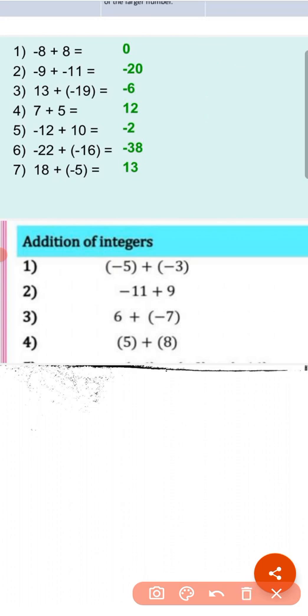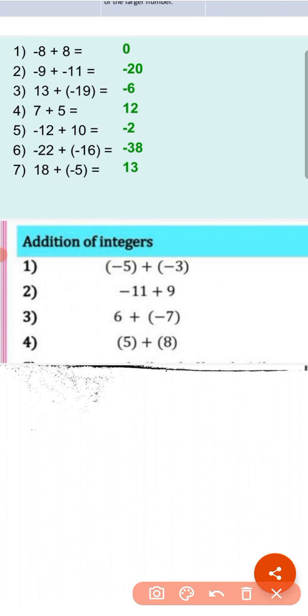Next, negative 9 plus negative 11. Adding two negative numbers. Add and put negative sign. 9 plus 11 is 20. Since two numbers are negative, our answer is negative 20. Negative 9 plus negative 11 is negative 20. Okay. 9 plus 11 is 20 and put negative sign.